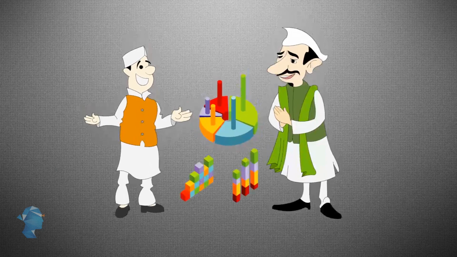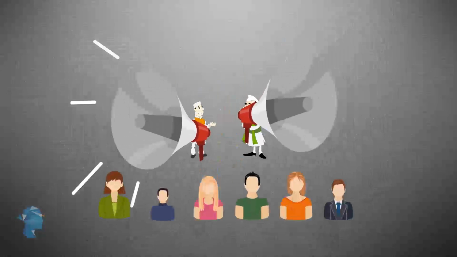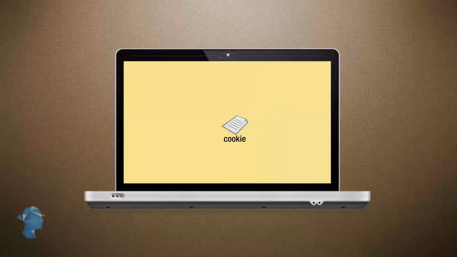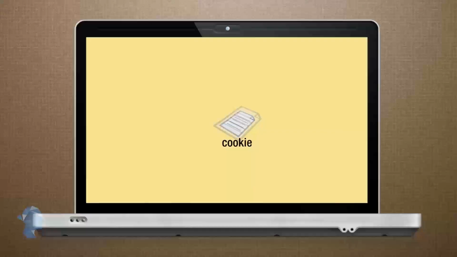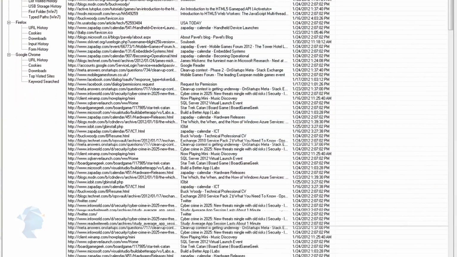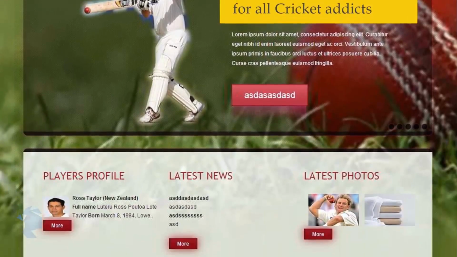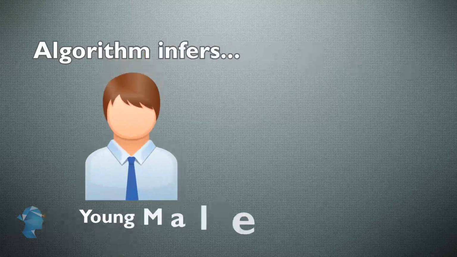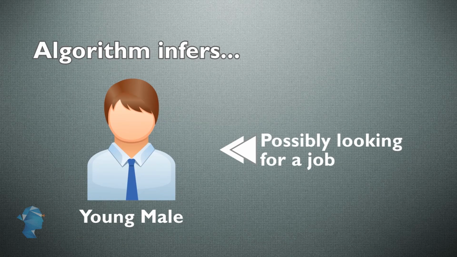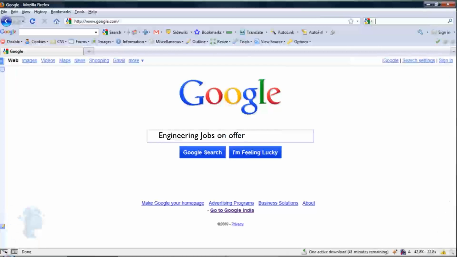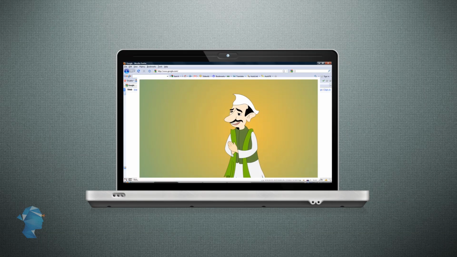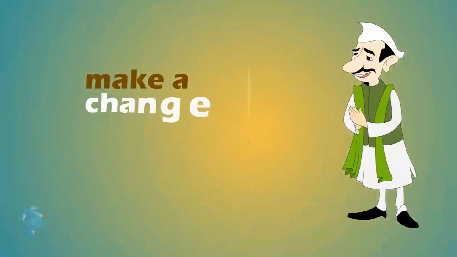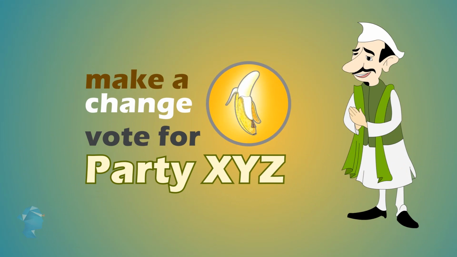Political parties also rely on analytics to get their key messages across to their voters. When you visit any of their websites, it automatically embeds a little cookie into your system that tracks your browsing pattern. So, let's assume you visit a cricket website, followed by a careers portal. What the algorithm infers is that you are a young male who is possibly looking for a job. So, when you run your next search, it will show you a contextual ad for the political party saying something like, unemployment at an all-time high, make a change, vote for party XYZ.